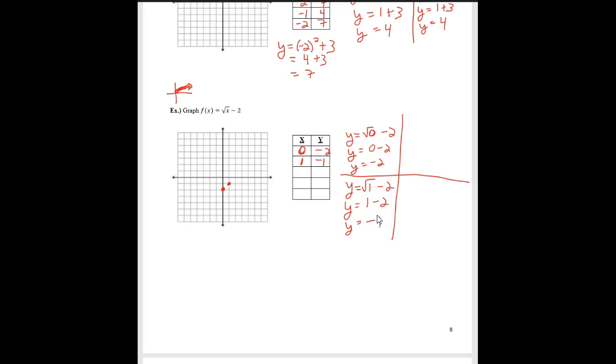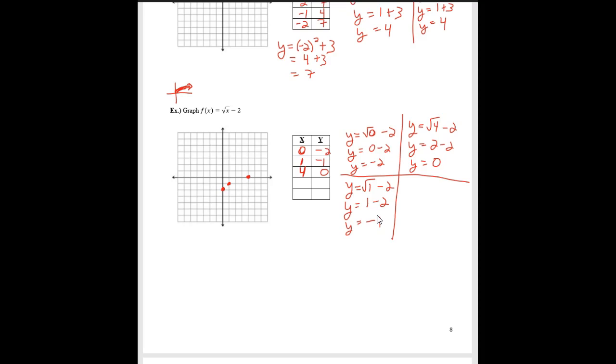That's not enough, because that looks like a straight line. But I know this has a curved shape, so I need to keep going. I'm not going to pick 2 or 3, because they're not perfect squares. I'm just going to go on to 4 and see what happens. So y equals the square root of 4. The square root of 4 is 2, and 2 minus 2 is 0. So I ended up going 1, 2, 3, 4 on the x, 0 for y. I can see I'm getting that curved shape now.